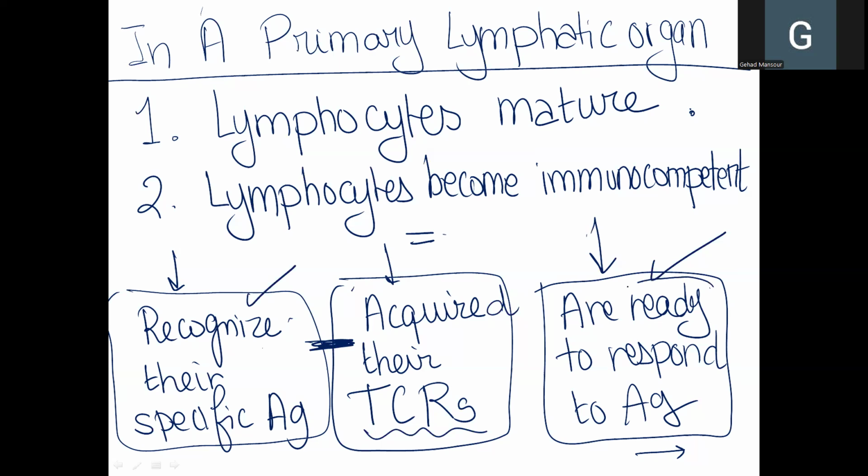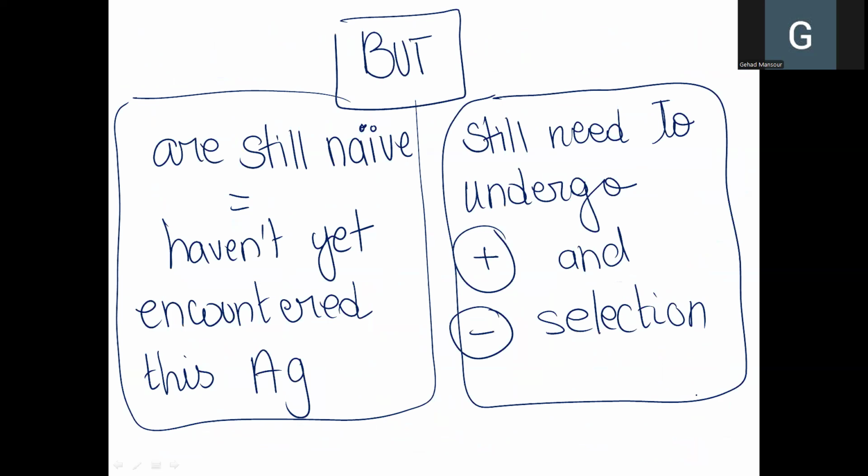But in order for them to be ready to respond to antigen, they should be activated. So an immunocompetent cell is still naive because it hasn't yet encountered the specific antigen. Furthermore, it still needs to be checked by the immune system using the MHC1 molecules.